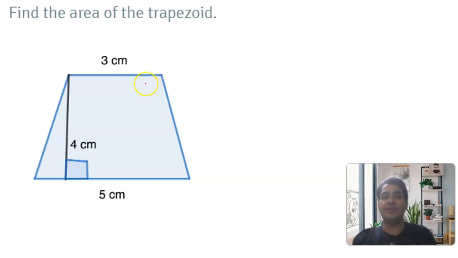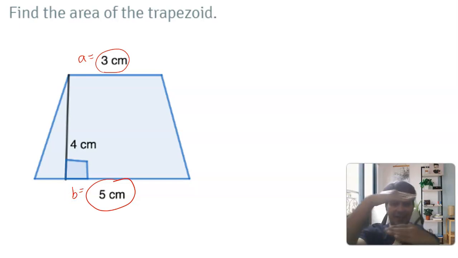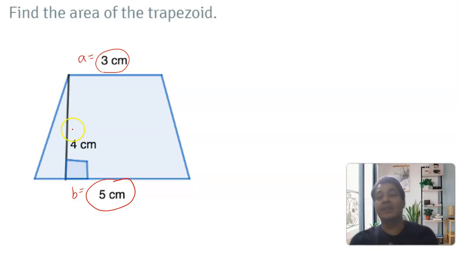So let's see this with an example. Find the area of the trapezoid given. As you see, the parallel sides are 3 and 5. So we call these A and B. These are the parallel sides. So we add the parallel sides, then multiply with the height. The height is 4 centimeter, and then divide it by 2.